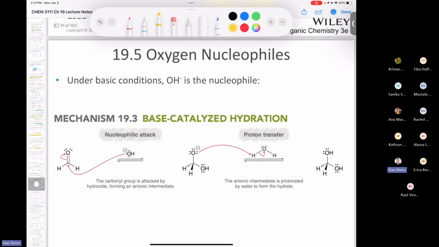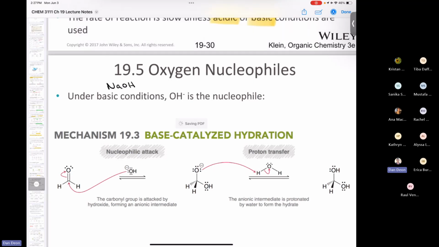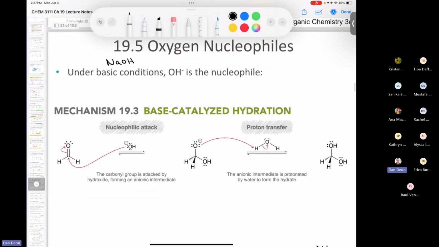Under basic conditions, it wouldn't be an acid that's your nucleophile, it would be hydroxide, right? Let's say you have something like sodium hydroxide. If you're in sodium hydroxide, hydroxide will be your nucleophile. So what does that mean? It means the first step is going to be a nucleophilic attack.